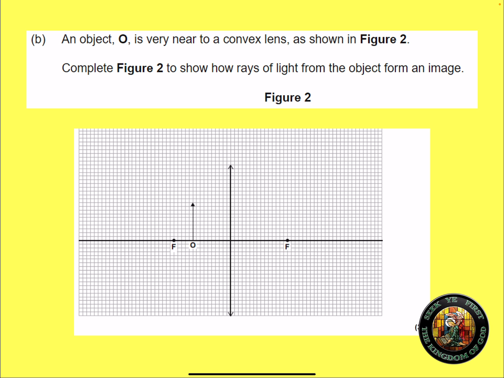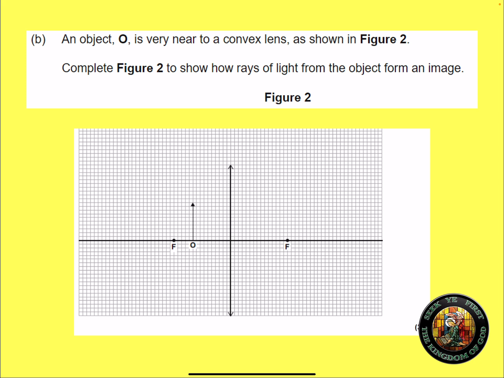Here's another question. You will need a graph paper here. An object O is very near the convex lens. So it's between the lens and F. It's a convex lens. Complete the figure 2 to show how the rays. Here we go then. So you can pause the video here.